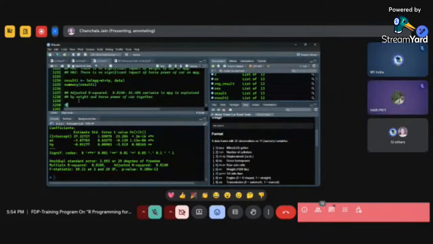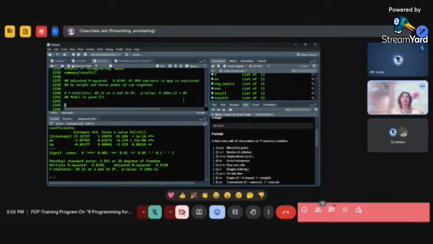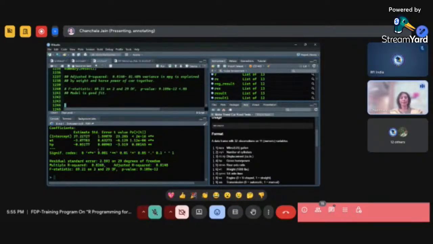Fine. Next one is the F statistic, which, I think I told you, will help you understand the fitness of the model. Once you look at this value, especially the p value, it is 9.109 e minus 12, which is a very small figure, less than 0.05. So the conclusion will be the model is a good fit, right? Fine. Till here, I think I'm clear.